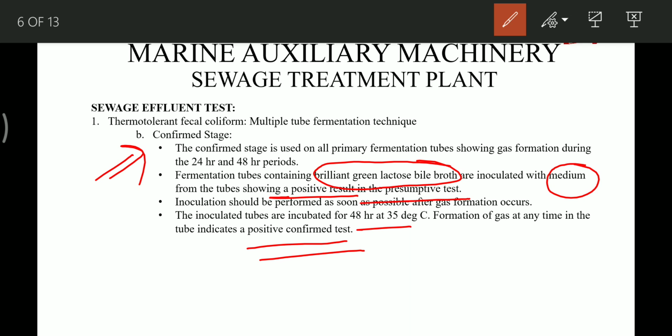So after this medium from the positive test tubes is mixed with brilliant green lactose bile broth and incubated for 48 hours at 35 degrees Celsius, the formation of gas in the test tubes will confirm that there is presence of coliform. So this is the confirmation stage.